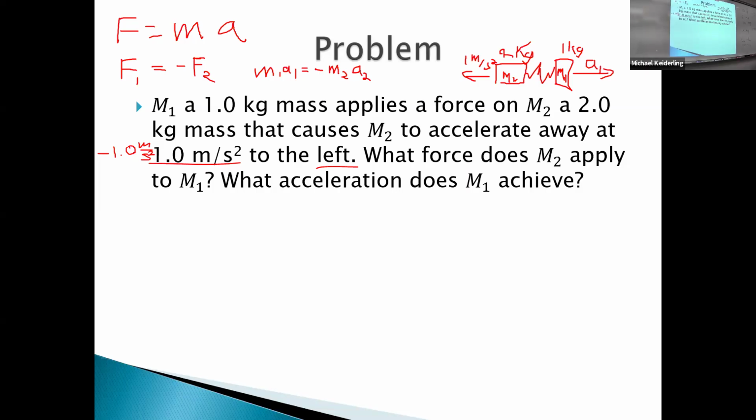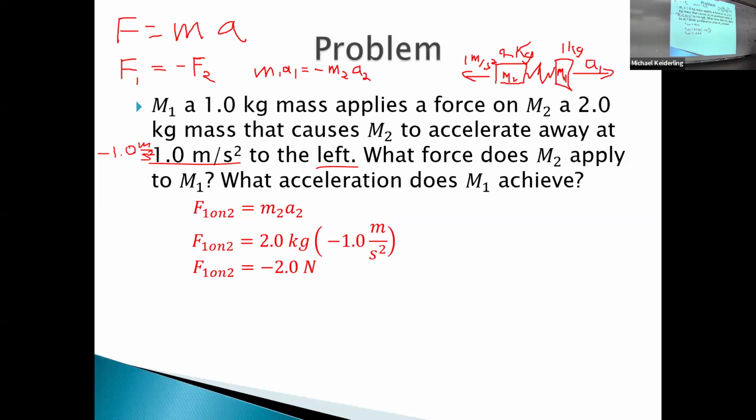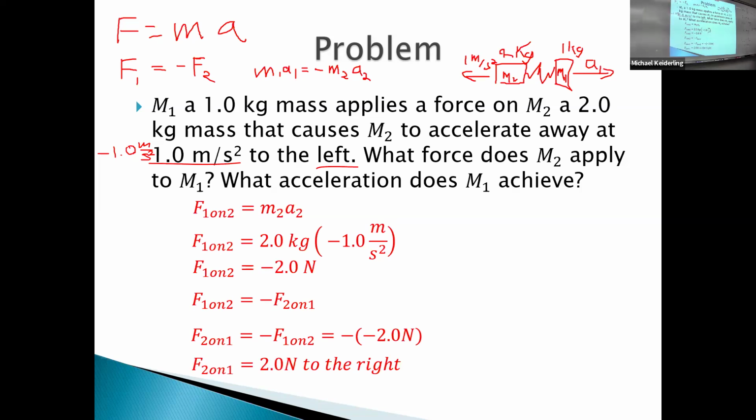So here, the force of 1 on 2 is going to be mass 2 times acceleration 2. So that's 2 kilograms times the minus 1 meters per second squared, so minus 2 newtons. The force of 1 on 2 is minus the force of 2 on 1. So the force of 2 on 1 is minus the force of 1 on 2, which is minus minus 2 newtons. It's going to be 2 newtons to the right. The force mass 2 applies to mass 1 is 2 newtons to the right.